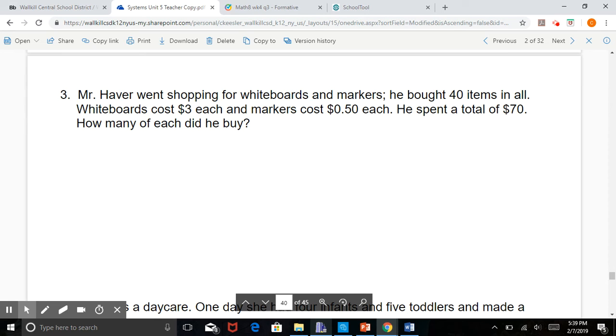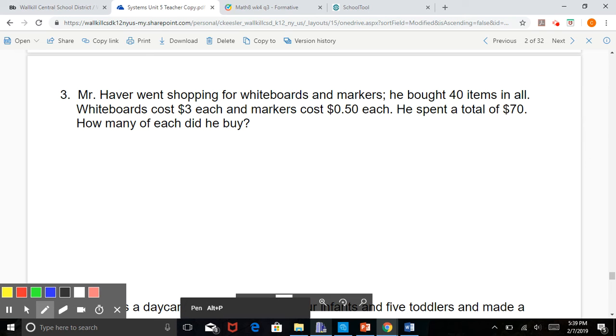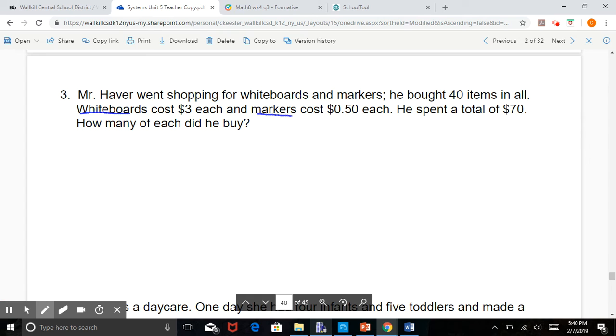Mr. Haver went shopping for whiteboards and markers. He bought 40 items in all. Whiteboards cost $3 each and markers cost 50 cents each. He spent a total of $70. How many of each did he buy? So our variables in this case are whiteboards and markers. We know he bought a total of 40, so our first equation is W plus M equals 40, making it clear W is for whiteboards and M is for markers.